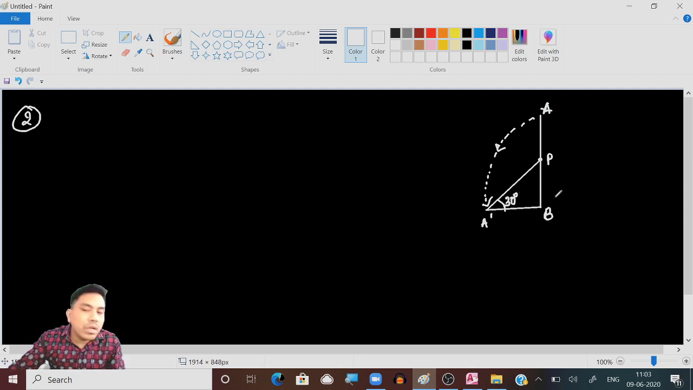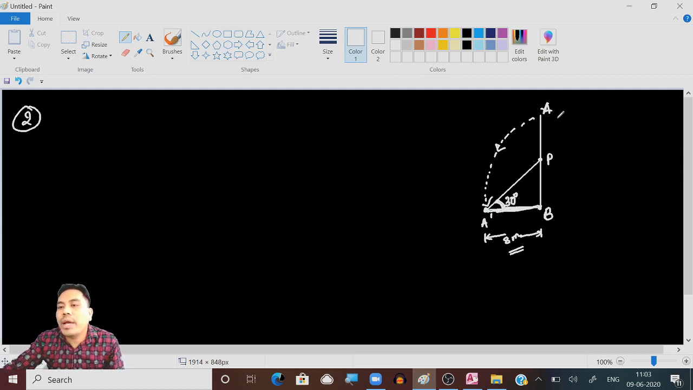Now here the top of the tree is at a distance of 8 meter from the foot of the tree. After falling down, the top of the tree is at a distance of 8 meter from the foot of the tree. So the distance of the top of the tree from the foot of the tree is given as 8 meter, and the angle is also given. The angle formed by the top of the tree with the ground is given as 30 degree.